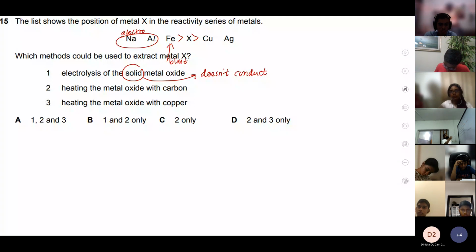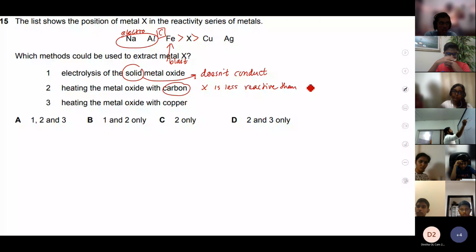Heat the metal oxide with carbon, no problem. Carbon is somewhere here in the reactivity series. So X is less reactive than carbon. So obviously B is all right. And heat the metal oxide with copper, no, copper is less reactive than X. It is less reactive than X, no way. Therefore, the answer is 2 only.